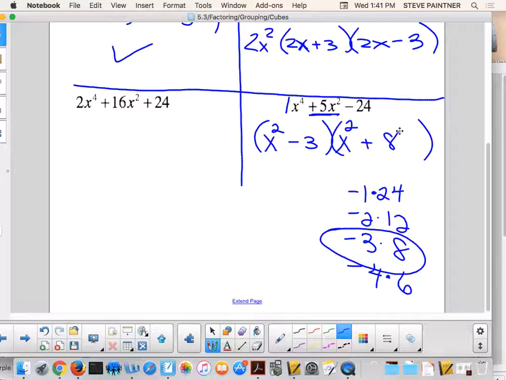Can this be factored again? This one? No. This one? No. Not even close. This one had a chance except for the 3. The 3 messed it up, okay? This next one's a little harder than the other one was.